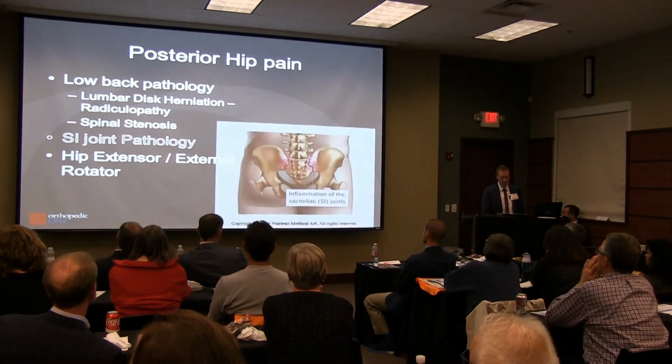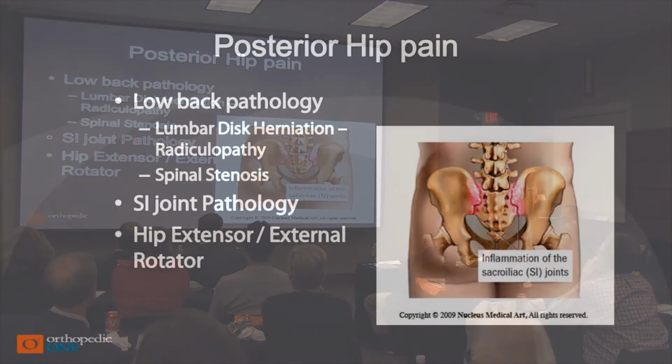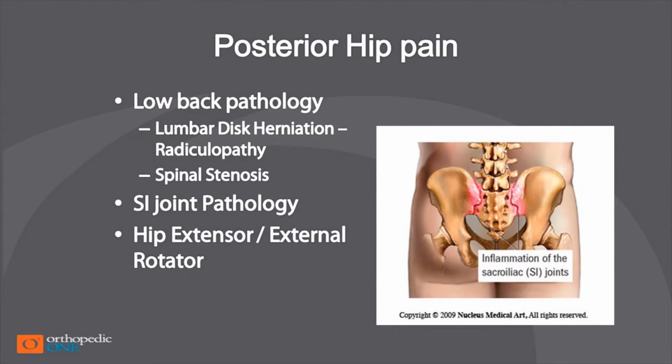All right, so SI joint pathology. These people have buttock pain that's non-radiating. And a lot of times they will specifically point right to the back of the SI joint or the sacrum. And again, like I had mentioned, sacral stress fractures can present very similarly to this, except a little more dramatic.